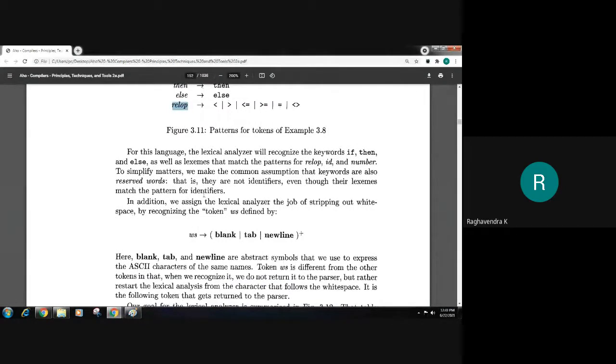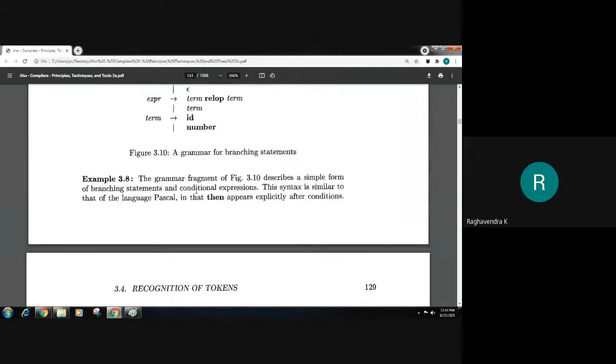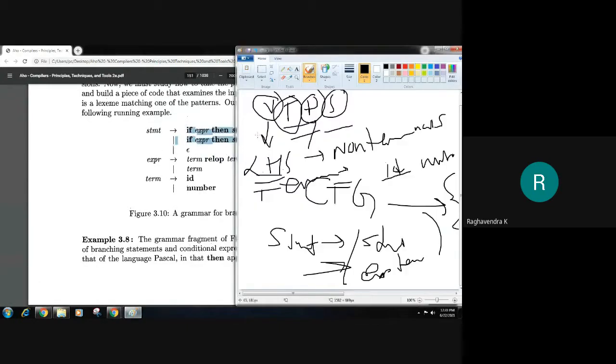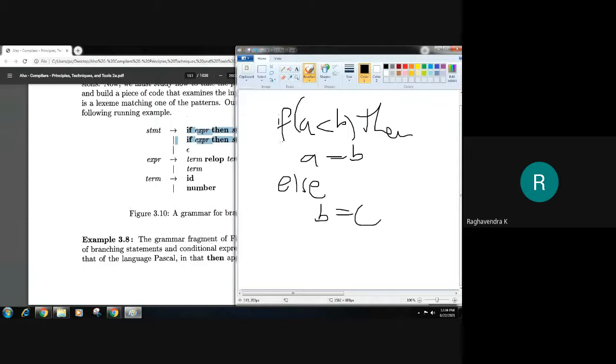We can also have other regular definitions, for example when we specify an input for the grammar. If it is something like this, I will write: if a is less than b, then something, a is equal to b or something like this, else b is equal to c, something. I have written it like this, and you know that I might have given some spaces here.